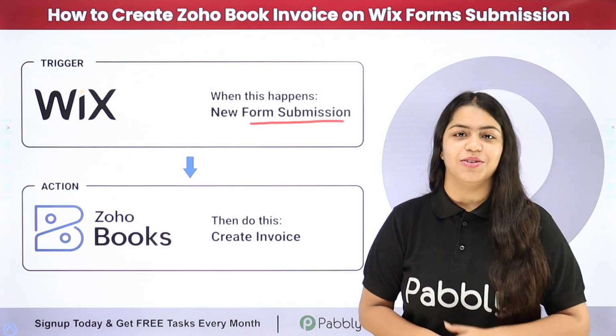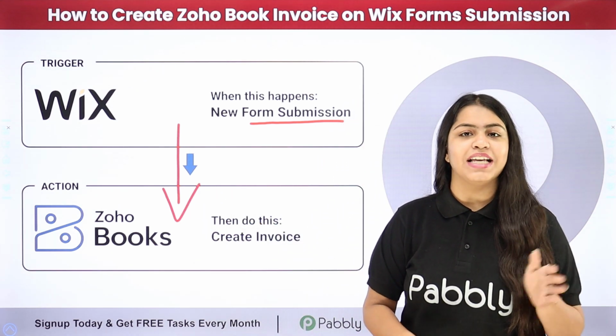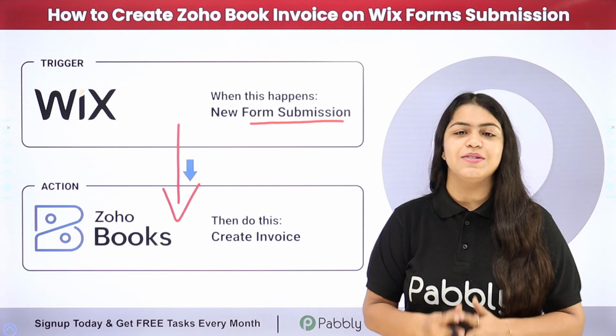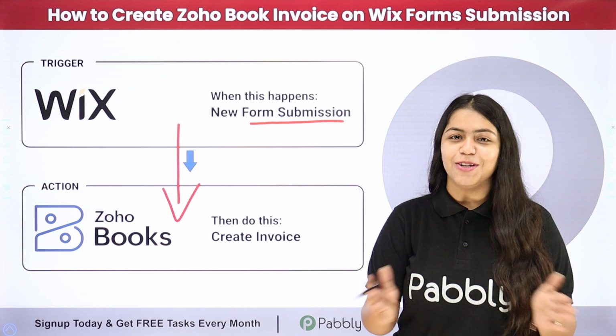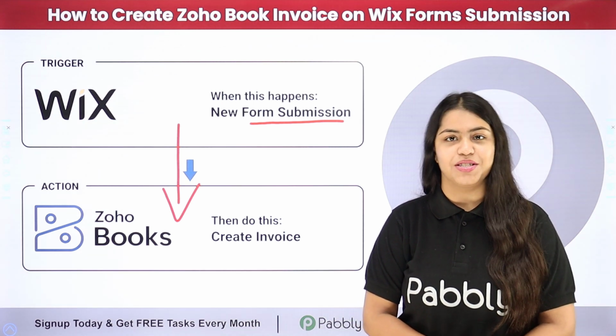So to do this, we are going to create a connection between Wix Forms and Zoho Books. To create this connection without knowing any programming or coding language, we are going to use Pabbly Connect. It is an amazing automation software. So do you also wish to learn this process step by step? Then let me take you to my computer screen.